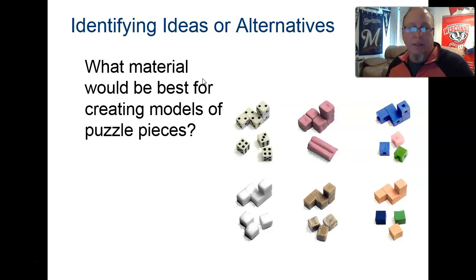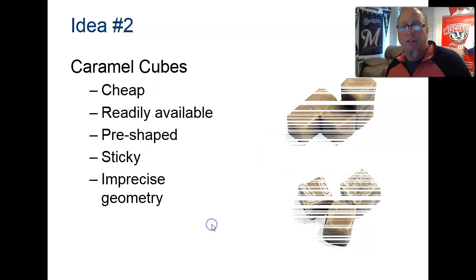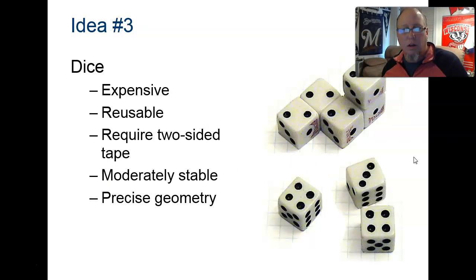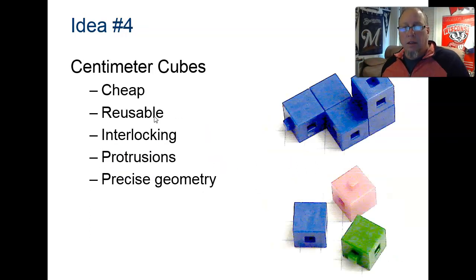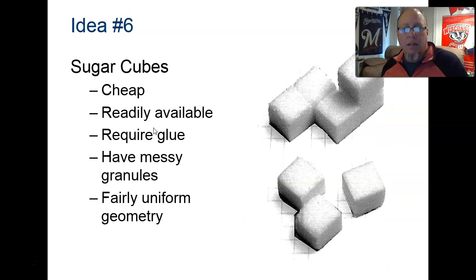just to see, if you're trying to come up with an idea for making puzzle pieces, these are all the different ideas that they had for making puzzle pieces. Modeling clay. Here's some of the parameters for modeling clay. Some caramel items. These are what those caramel items look like for just some parameters for the caramel. Dice, we all know what dice is. Little cube centimeter things. I have some of these in the room. They're interlocking. They got great geometry. Foam blocks. There you go. You can see what the foam blocks are. And sugar cubes.